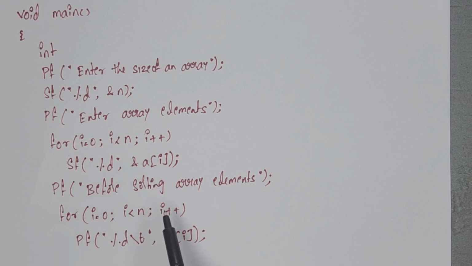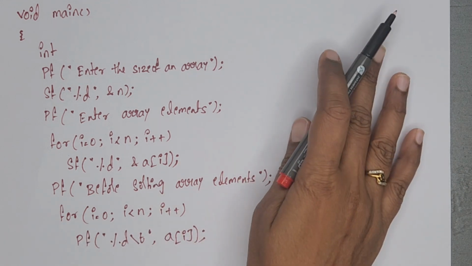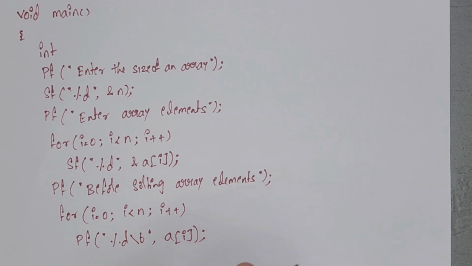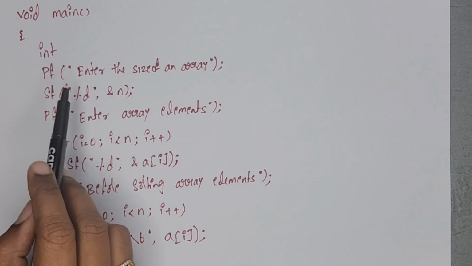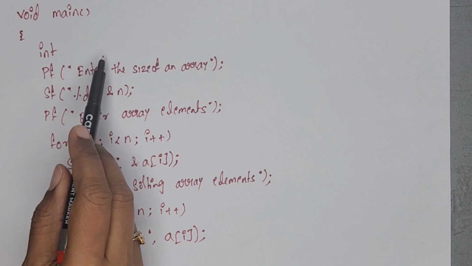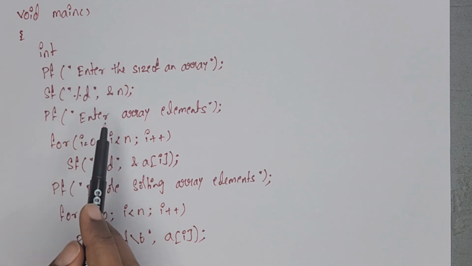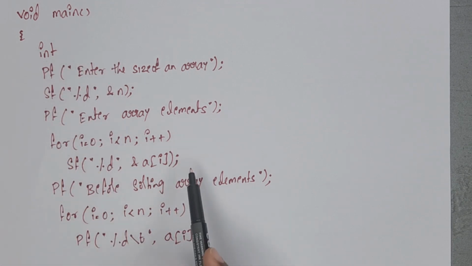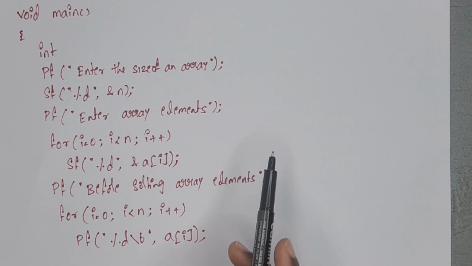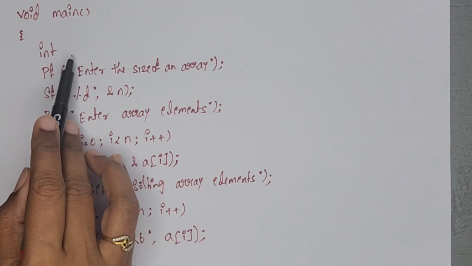After that, before sorting, just display array elements once. First we'll sort the elements, then again after sorting also we'll display the elements. See, in this I did not write the declaration. So definitely we have to declare the variables we are going to use in this program. See, after writing the program also we can write it.